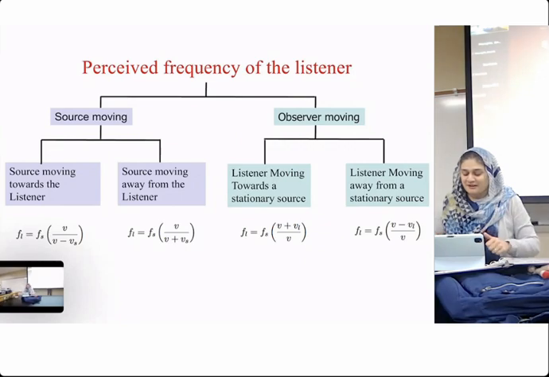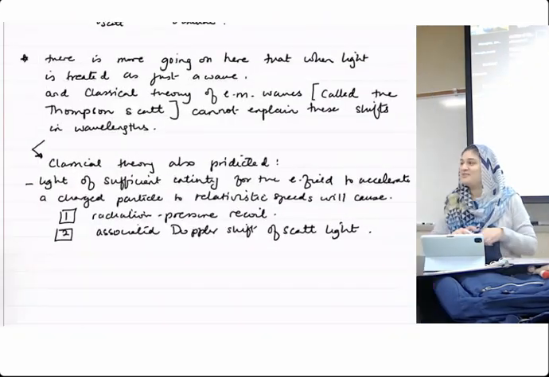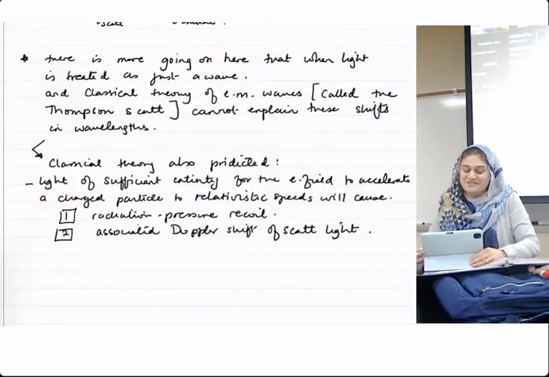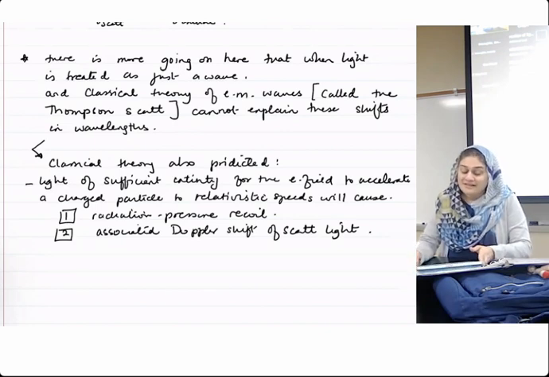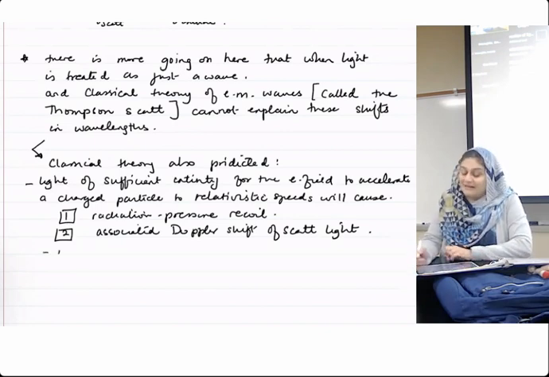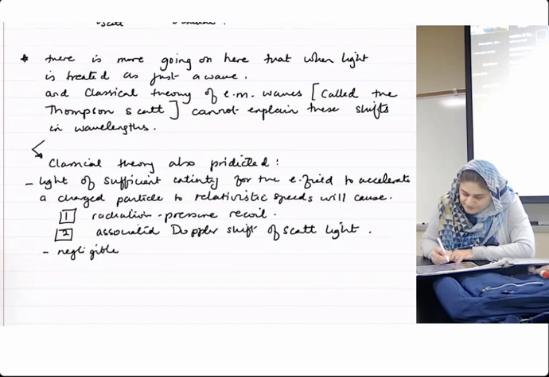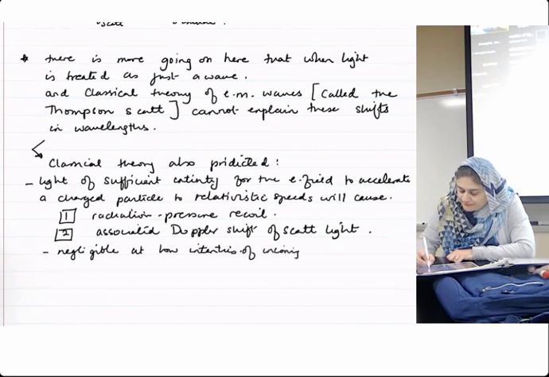Okay, now coming back to Doppler's effect. So we would see this. However, this effect would be negligible at low intensity of incoming light.